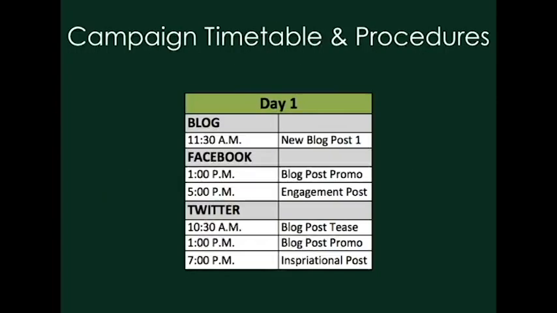For my campaign timetable and procedures, here is an example of my content plan, a little bit of it, and the times for my day one posts. Basically, on my blog, I had Monday, 11:30 a.m. I also had Wednesday, 11:30 a.m. Twitter was on Monday, 10:30 a.m., 1 p.m., and 7 p.m., which is day one. Facebook was at 1 p.m.